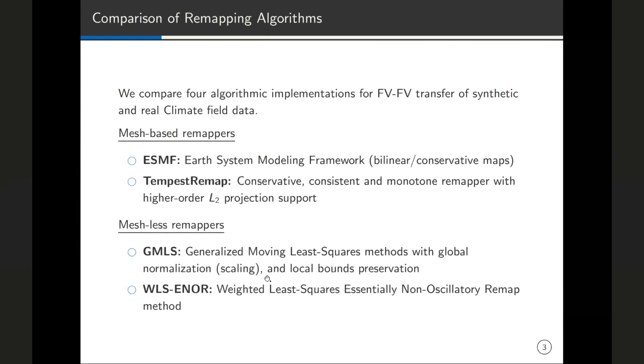And the next 2 methods are meshless. One is the generalized moving least squares method, with a variation to also include a normalization for global scaling and, in addition, local bounds preservation. I'll just briefly touch upon that later on. And the next one is the weighted least squares, essentially non-oscillatory remap, which Jim just talked about earlier today, but this is specifically for cell-to-cell transfer.